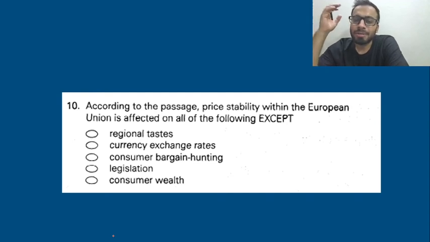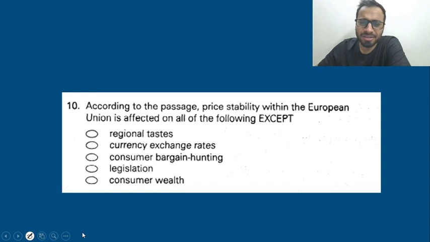According to the passage, price stability within the European Union is affected on all of the following except regional tastes. It is affected on regional tastes. Yes, price stability is affected on regional tastes. We talked about coffee, right? So this is not the correct answer. It is asked, so it depends on this, and therefore I will cross it out.